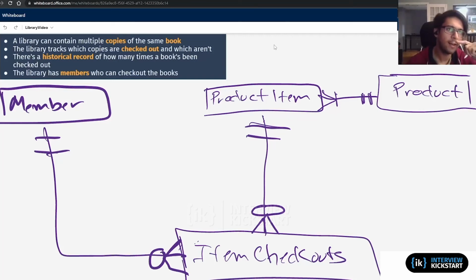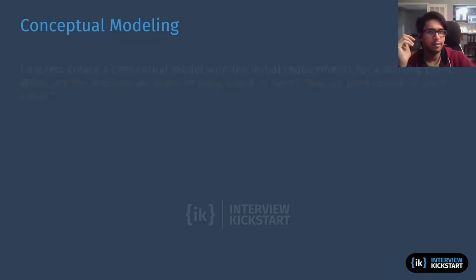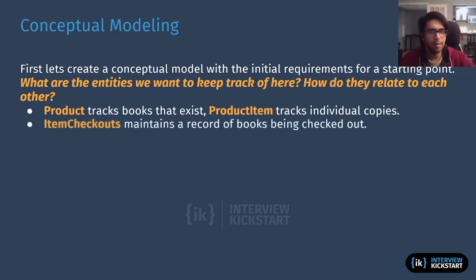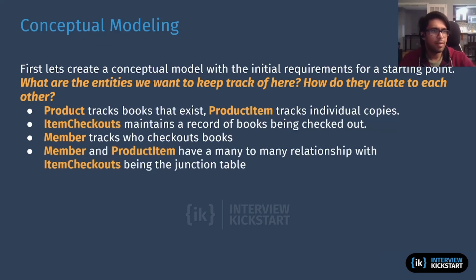Okay, let's step back and review. This is basically our initial conceptual model, where we have our entities from our initial requirements. Products track books or magazines or what have you. Product item tracks the individual copies. Item checkouts contains a record of the books being checked out. Members are the ones who check out books.